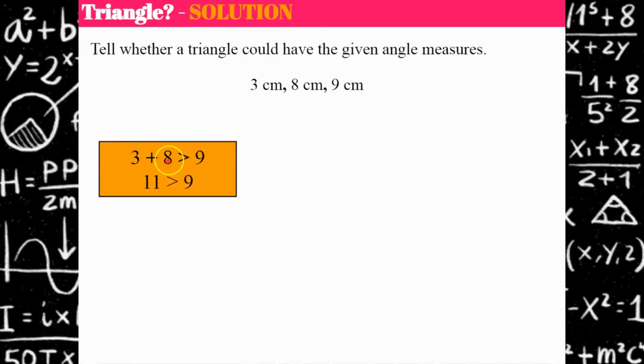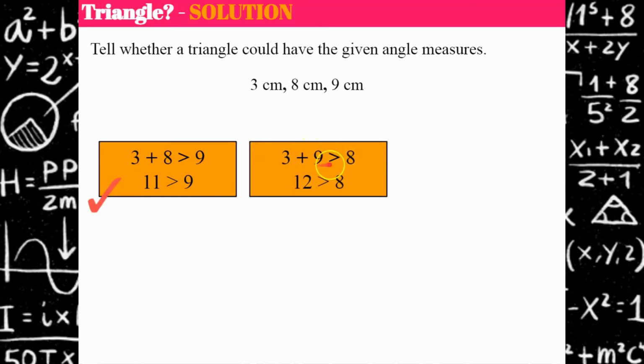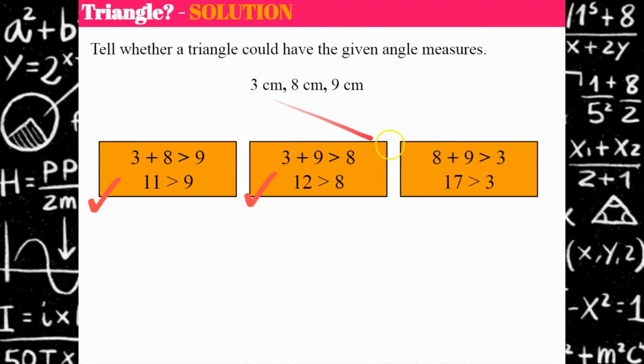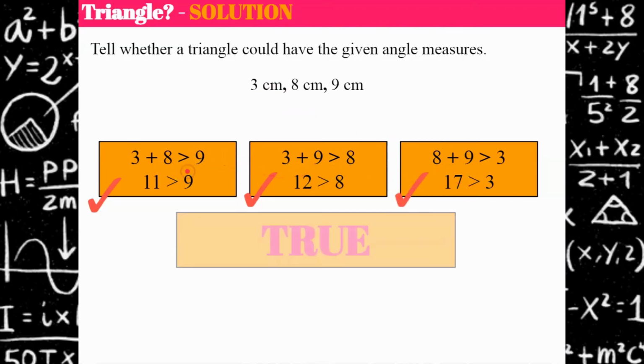So we check to see, is 3 plus 8 greater than 9? 11 is indeed greater than 9. It checks. Then I'm going to do 3 plus 9. Is that greater than 8? Notice that I find a pair and I use the missing side. 3 plus 9 is 12, and that is greater than 8. And then I have the last pair, 8 plus 9, and we're going to check to see if it's greater than 3. And 17 is greater than 3. So it checks. So because I've made my three pairs of inequalities, I can say for certain this is true, and that these three measurements could form a triangle.